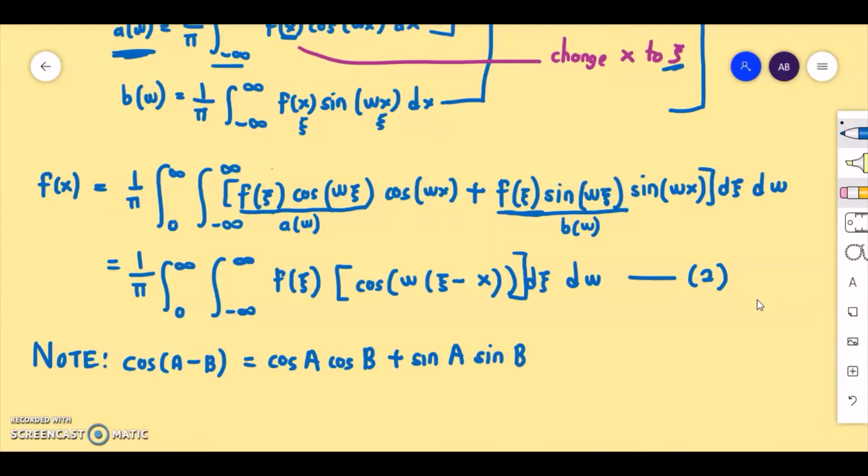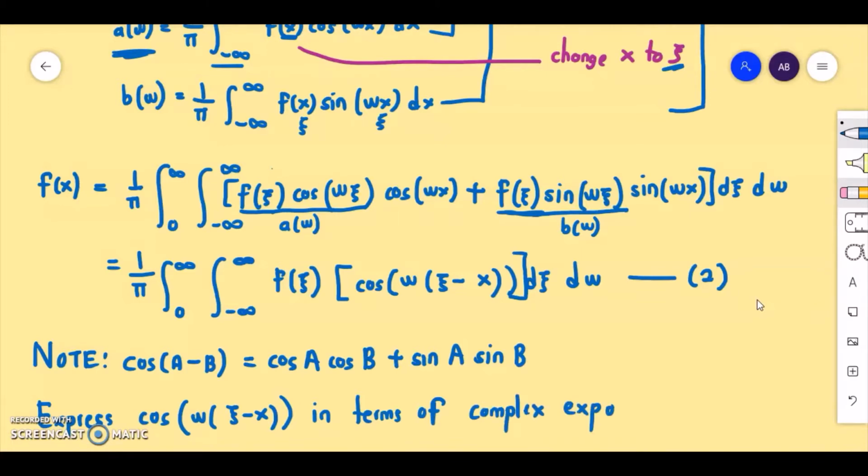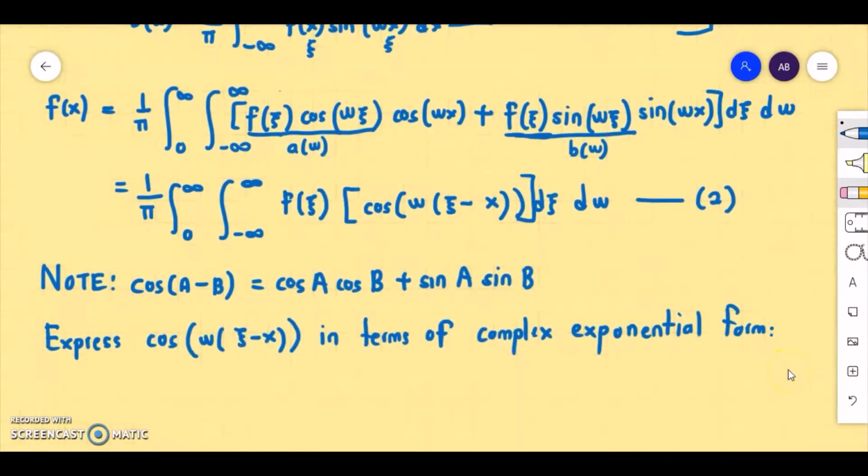Now the next step is we want to express this cos omega xi minus x in terms of complex exponential form. If you don't have any idea of complex exponential, maybe I can give some of the basic formulas for complex exponential of cos and sine. You can also just Google it. So the complex exponential form for cos, maybe I'll write a note here.